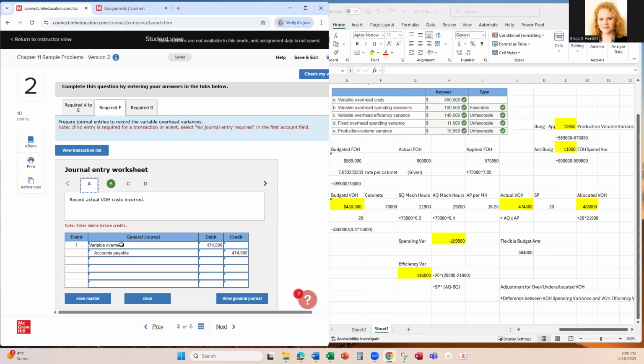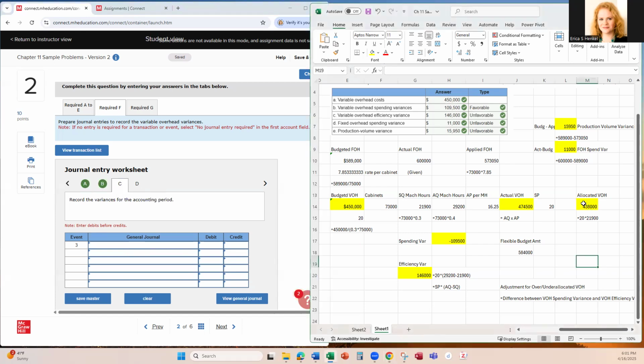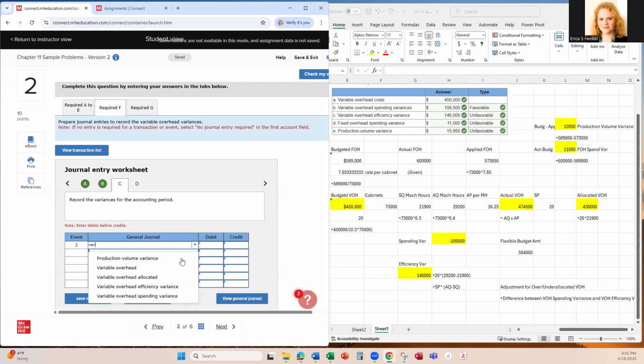Because ultimately what's going on here is we record these accounts payable. This gets pushed into variable overhead. We move it out of variable overhead and into an allocation and a variance account. So going back here, we had allocated overhead of $438,000. We credited that in our previous entry, and we're going to debit it here to zero that out. So variable overhead allocated gets debited for the amount that we put in there originally.